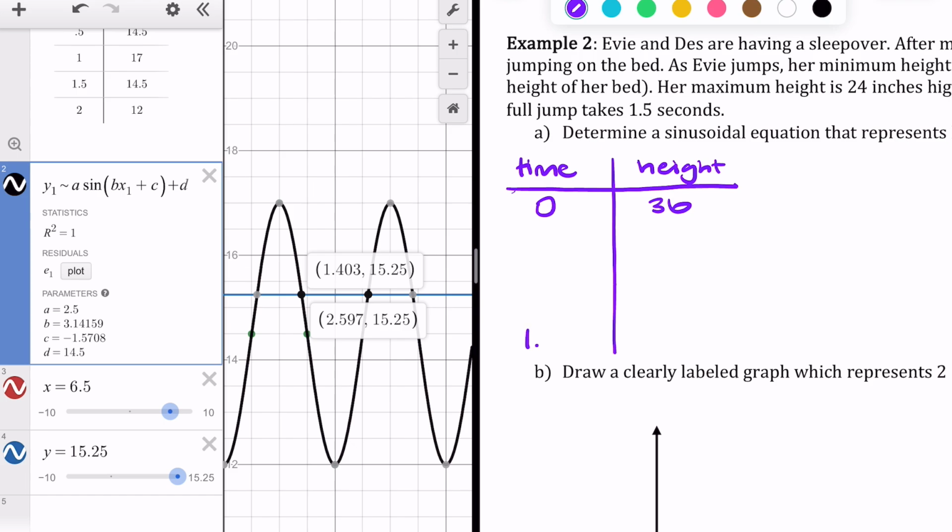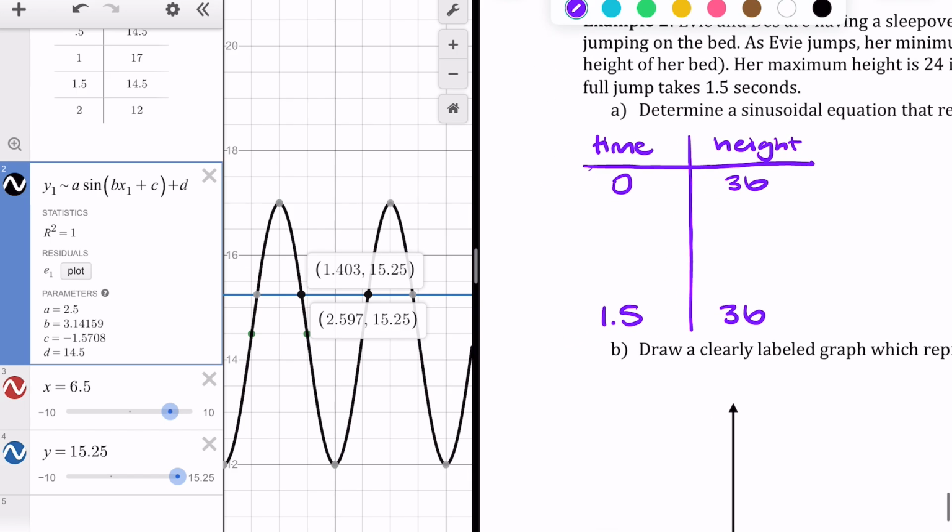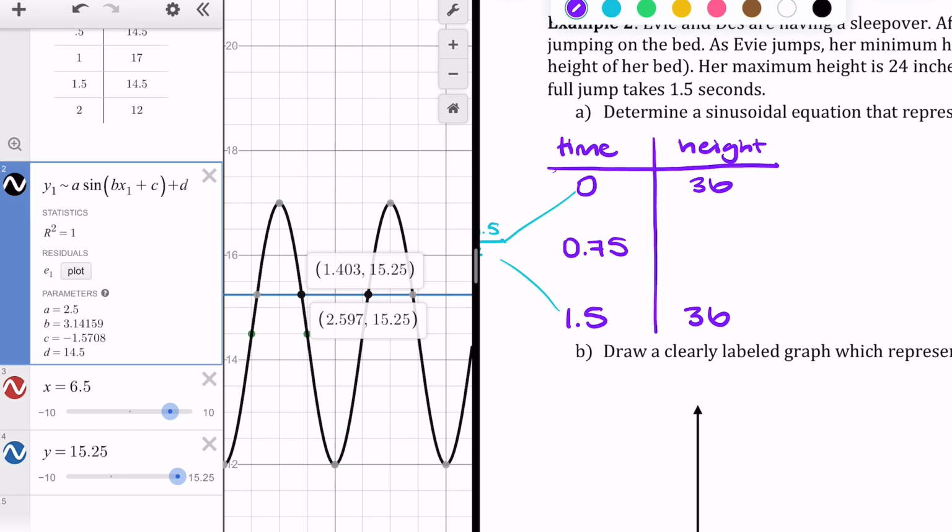We also know that her jump ends after 1.5 seconds, which means after 1.5 seconds, she's back and landed on that bed. At the halfway point, exactly halfway between 0 and 1.5, and to find the halfway point, we're simply adding those two numbers together and dividing by 2. So after 0.75 seconds, directly between the two mins, she is at her max, and her max is 24 inches higher than her minimum. So 24 plus the 36 gives me 60.